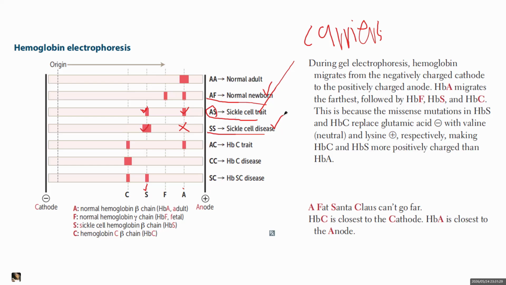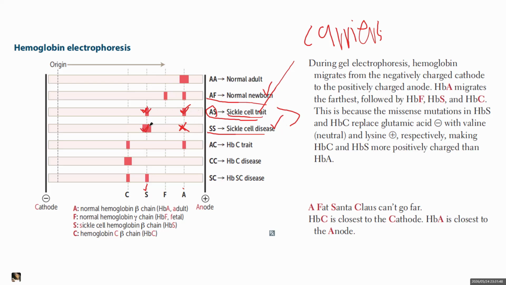You also have to remember how to differentiate: if both the A band and the S band are present, that is the sickle cell trait. If you do not have any hemoglobin A and only a large band of hemoglobin S, then that is sickle cell disease.